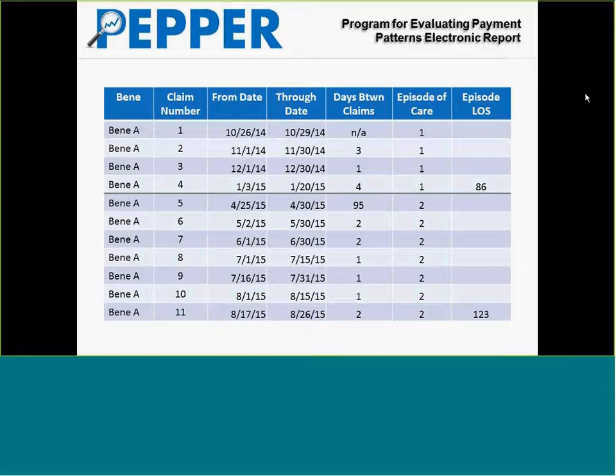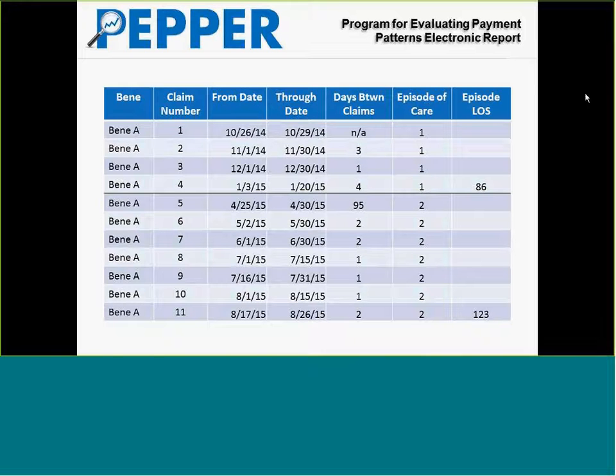The next two columns represent the from and through dates, followed by the gap in days between claims, and the next column identifies the episode of care, and the last column identifies the length of stay for the episode. So you can see that the first 4 claims are combined to form one episode of care because there was not a gap of 8 or more days between any of these claims. There was a gap of 95 days between claims 4 and 5. So claim 5 represents the beginning of a new PHP episode of care for this beneficiary.